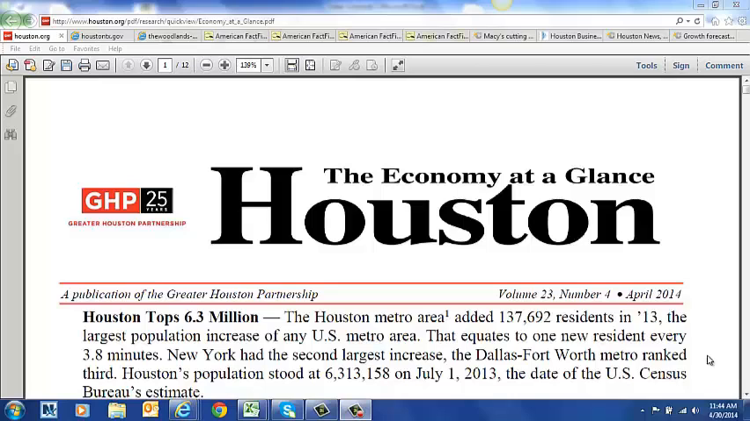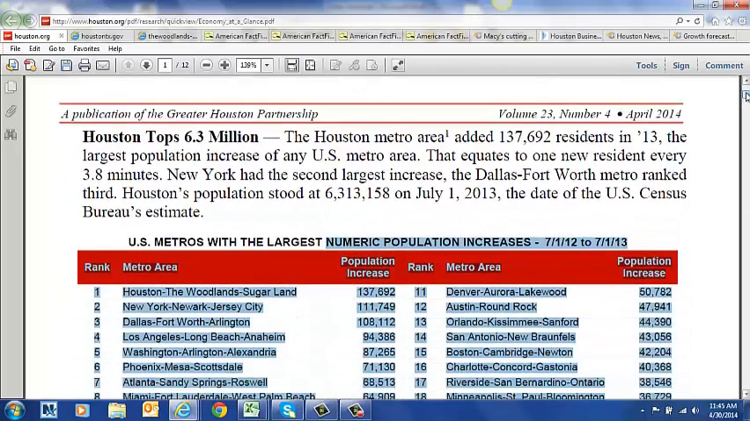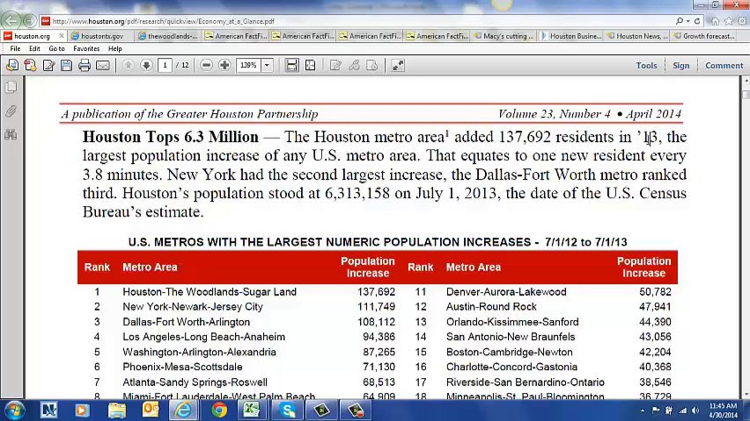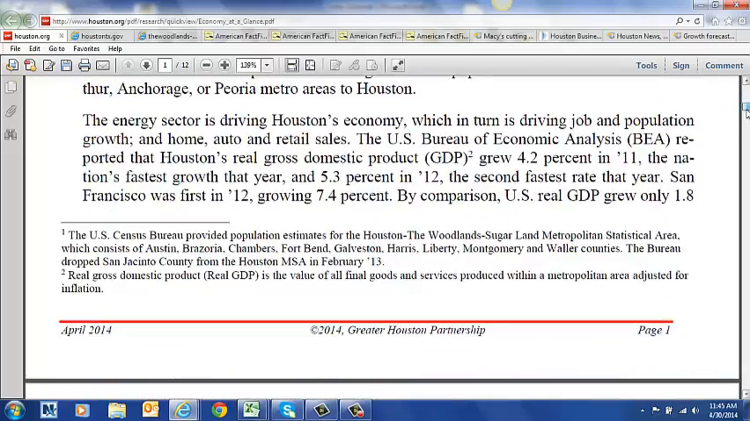LMI can be anything. It can be reports, such as a written report by the Greater Houston Partnership, such as you see here. Let's scroll down a little bit. It tells us how many residents were added in 2013. It tells us a bunch of different information, a piece of labor market information.